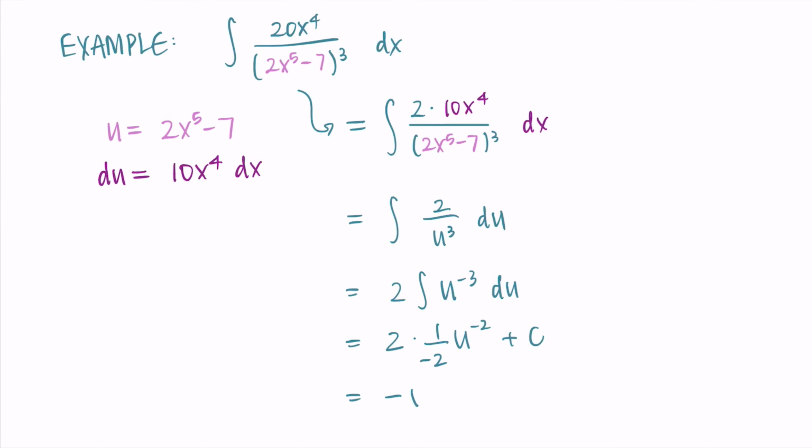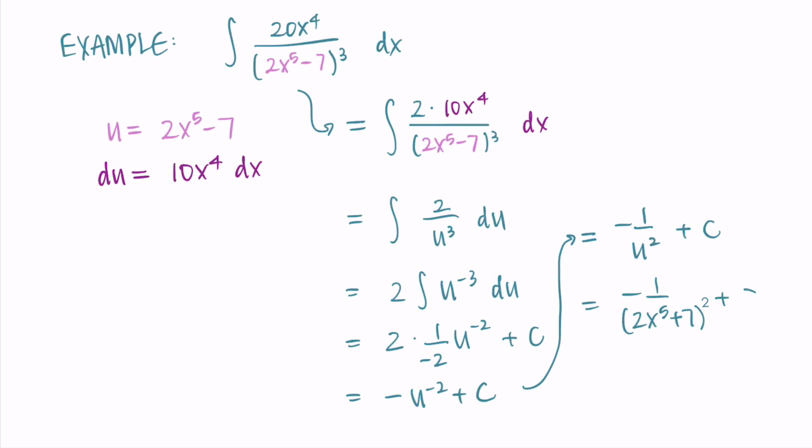So the 2's will cancel, and so I have negative u to the negative 2 plus c, which I can make the exponent positive by moving it to the denominator, so I have negative 1 over u squared plus c. And my last step is just to replace u with what we substituted it for. So I'm getting negative 1 over 2x to the 5th plus 7 squared plus c.